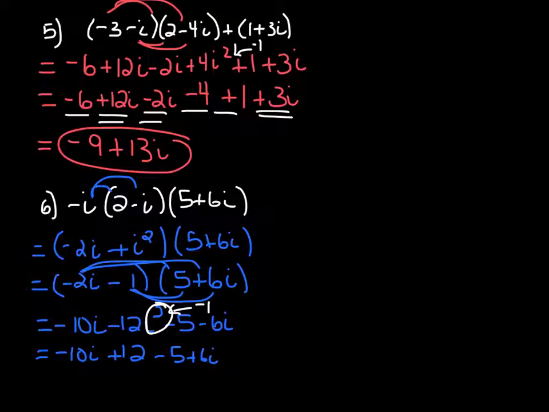Okay, so let's combine our like terms. Let's combine the whole numbers first. 12 minus 5, I'm going to go this way because I'm kind of running out of room, is positive 7. And then negative 10i plus 6i would be, oh, I'm sorry, look at this. This was a minus 6i, so this should be a minus 6i. Okay, so then negative 10i minus 6i would be negative 16i.